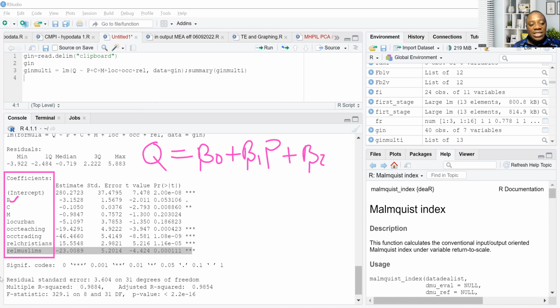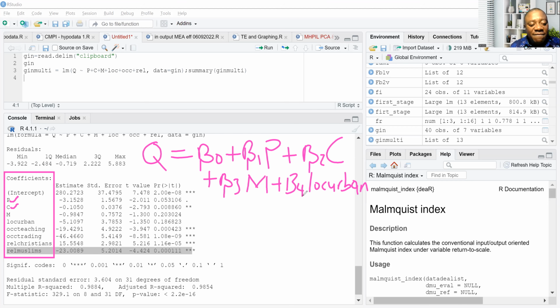Then do plus beta 2. Look at the next independent variable, and that is C. So you do C. Then plus beta 3. The next independent variable is M. So you write M. The next one is plus beta 4. The next independent variable is log urban. So you just write this as it is: log urban.